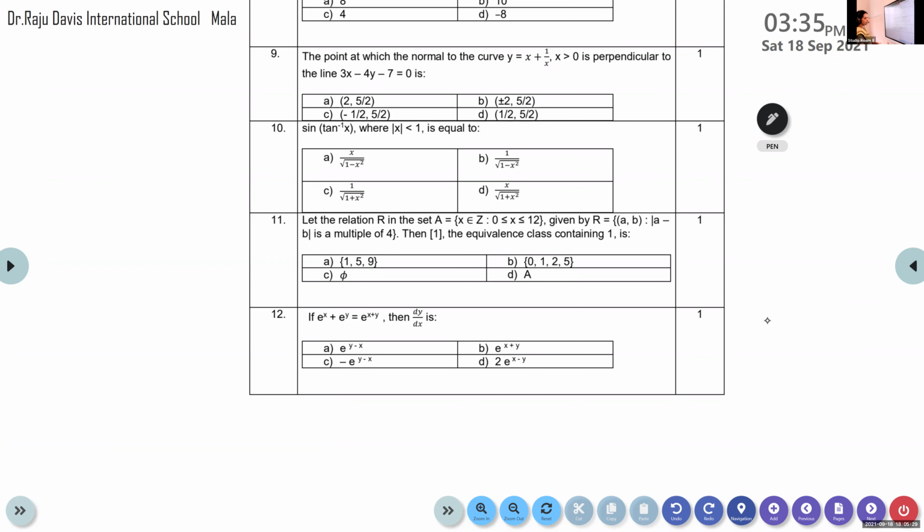Equivalence class 1 means, yesterday only we discussed this type, is that not so? Equivalence class 1 means when you divide by 4 or multiple of 4, both are same. When you divide by 4, we should get the remainder 1. So what is the answer? What will be the equivalence class of 1?